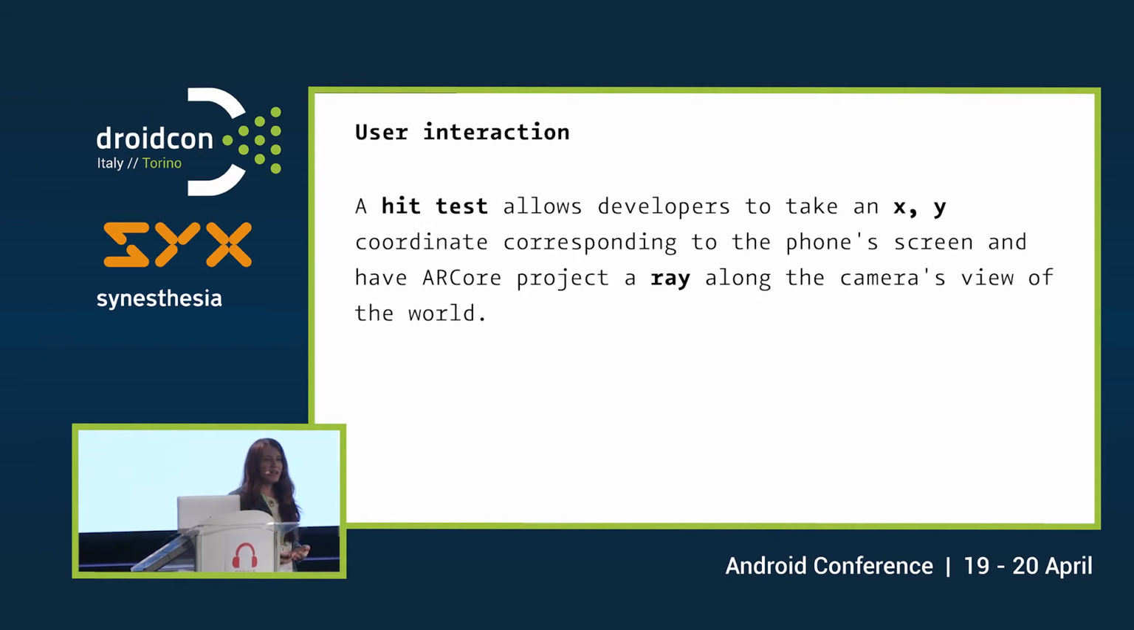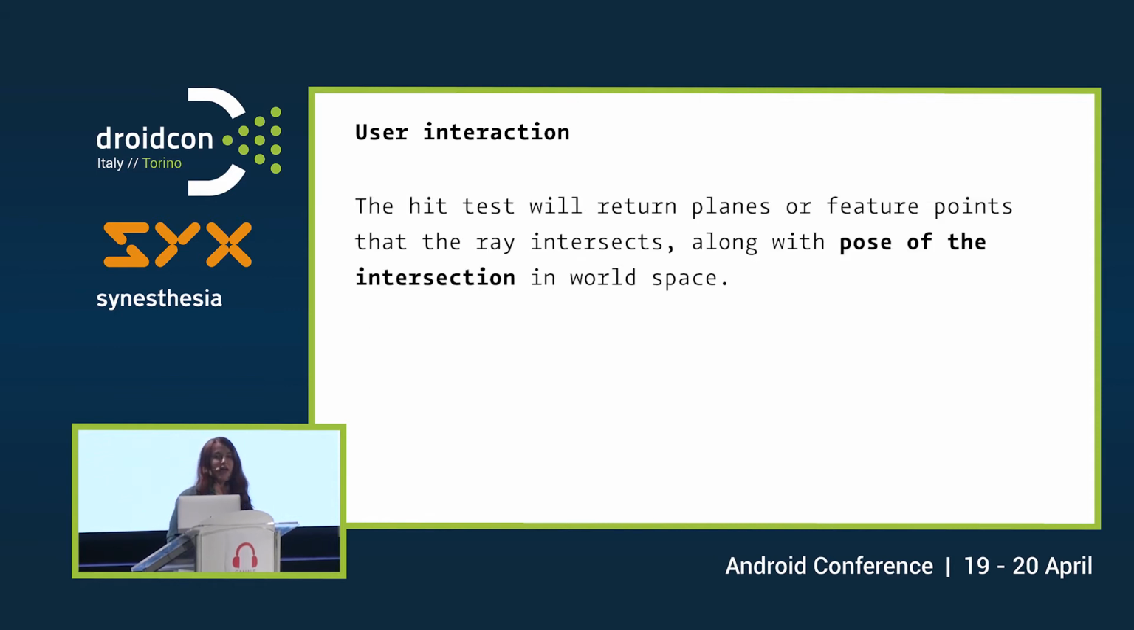With ARCore, a hit test allows you to take an XY coordinate that corresponds to a point on the phone's screen that the user may have tapped, and to project a straight ray along the camera's view of the world. ARCore will return any planes or feature points that the ray intersects, along with the pose of the intersection in world space. So remember that the pose is made up of the position and the orientation of a given point. This interaction allows users to select or otherwise interact with objects in the virtual world, including planes, anchors, feature points, those kinds of things.